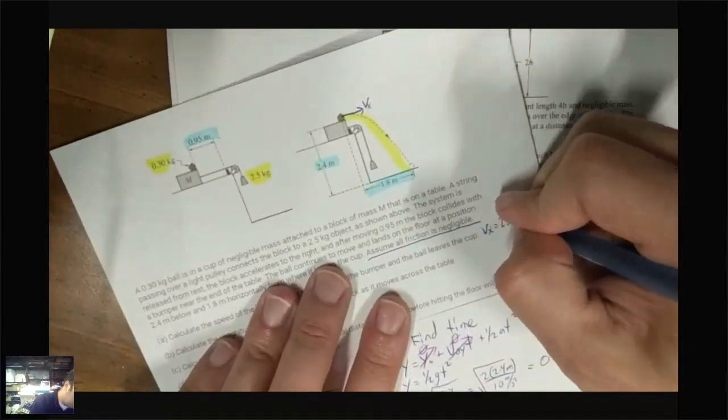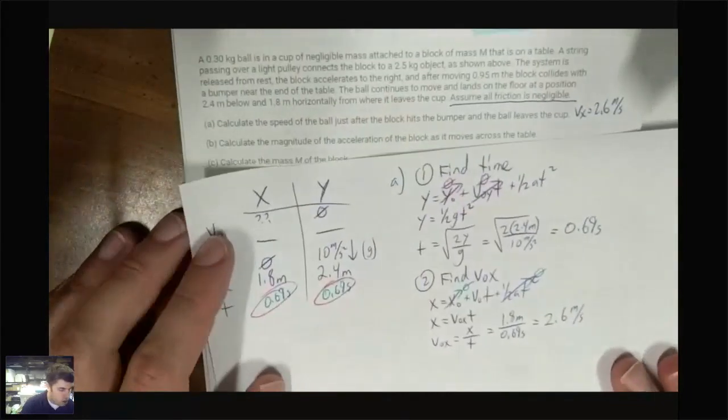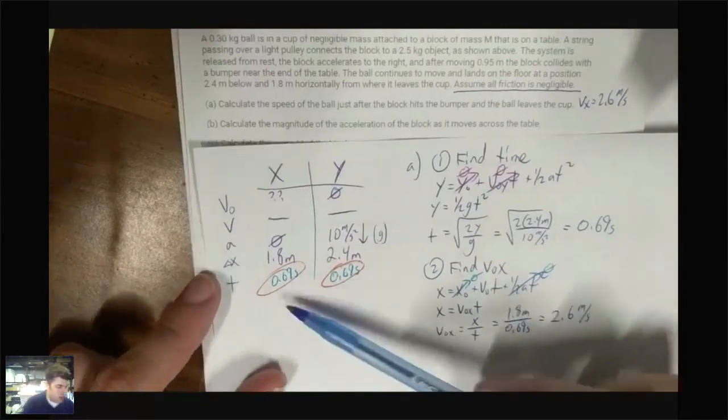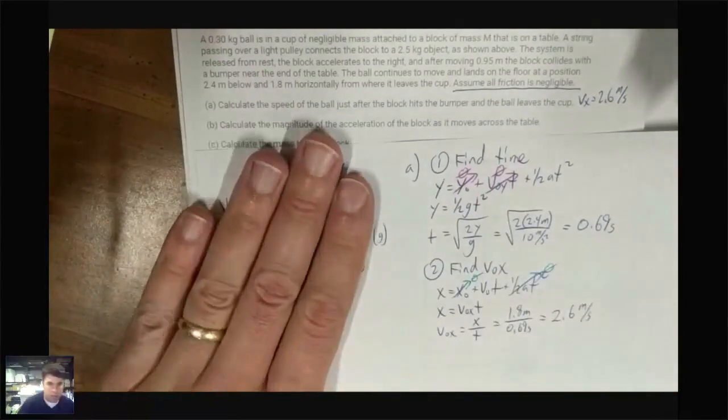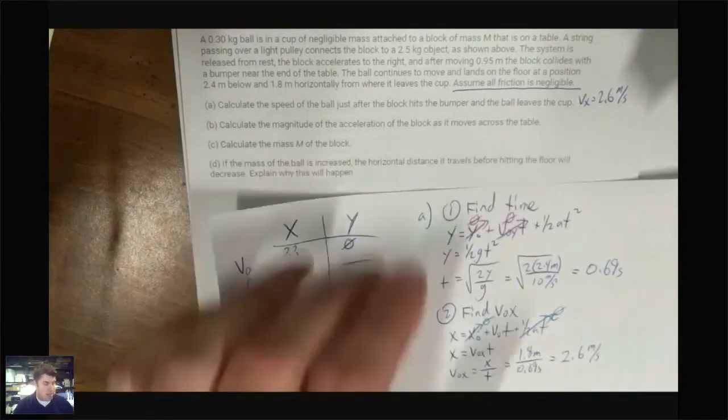Vx equals 2.6 meters per second. All right. Part B. Calculate the acceleration of the block as it goes across the table. So now I'm going to ignore our XY table because we are no longer talking about flying through the air. We're talking about on the table.